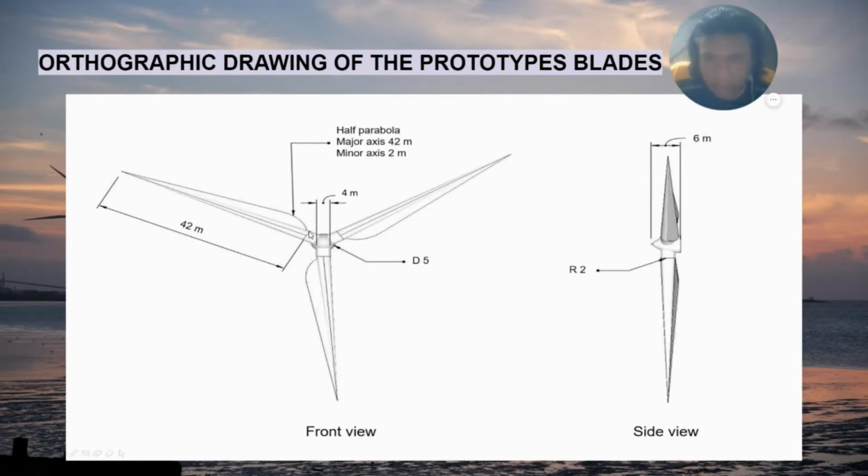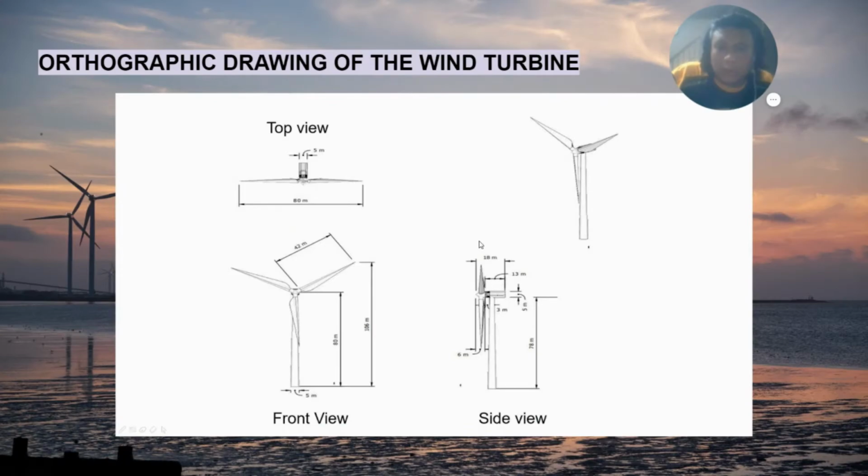As you can see, I have designed this blade with a cone shape, and for the wing flag I have designed it using a half parabola, and the diameter for this drawing is 1 to 1. The next is the orthographic of the wind turbine. This is the model that we created and designed for the new prototype.